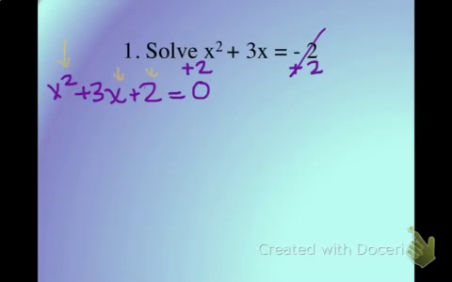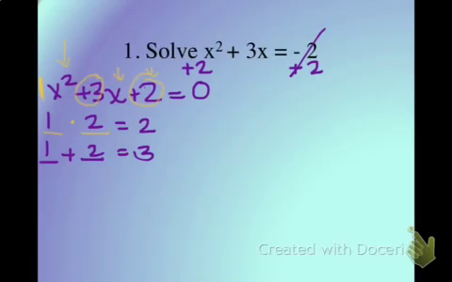So we need factors of 1 times 2, because our first coefficient is 1, our last is 2. So we need factors of positive 2 that add up to our middle coefficient, which is 3. And there's our middle coefficient right there. So hopefully you figured out that it's going to be 1 times 2, because 1 times 2 is 2 and 1 plus 2 gives you 3.